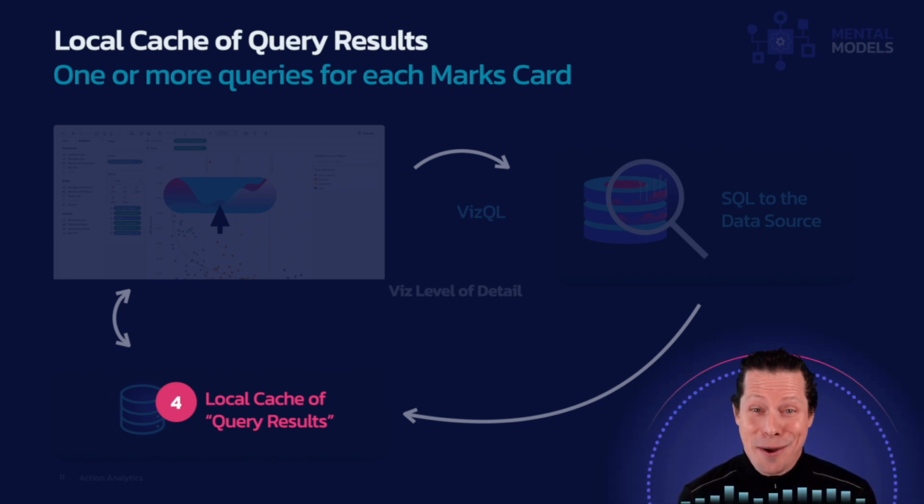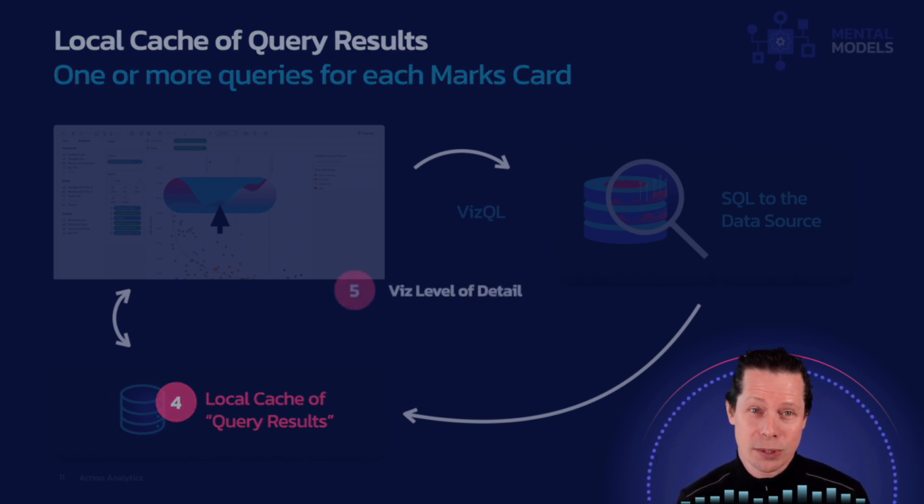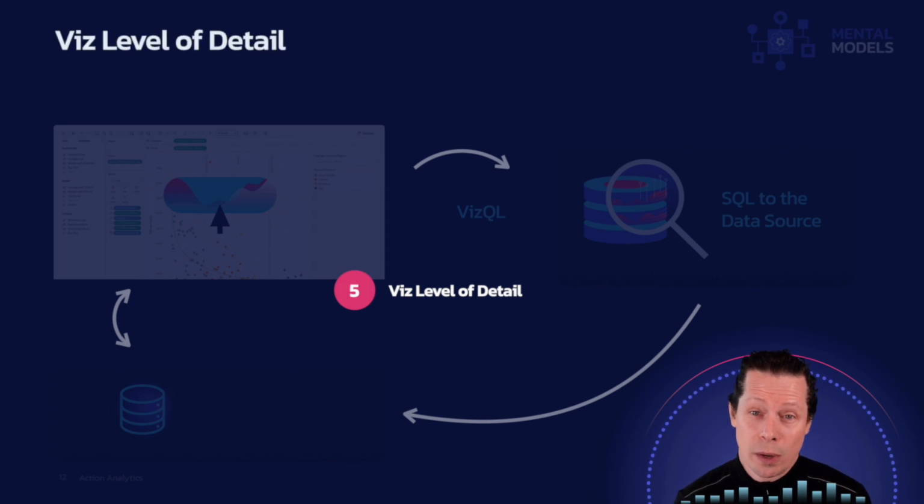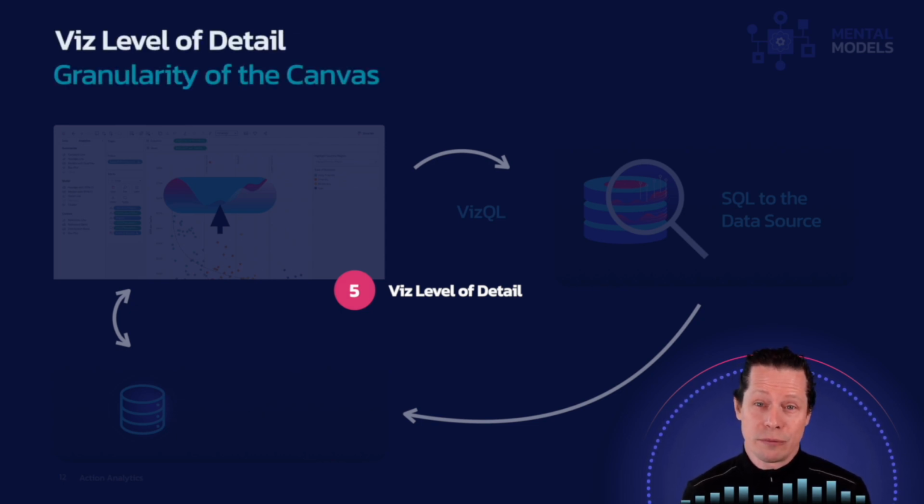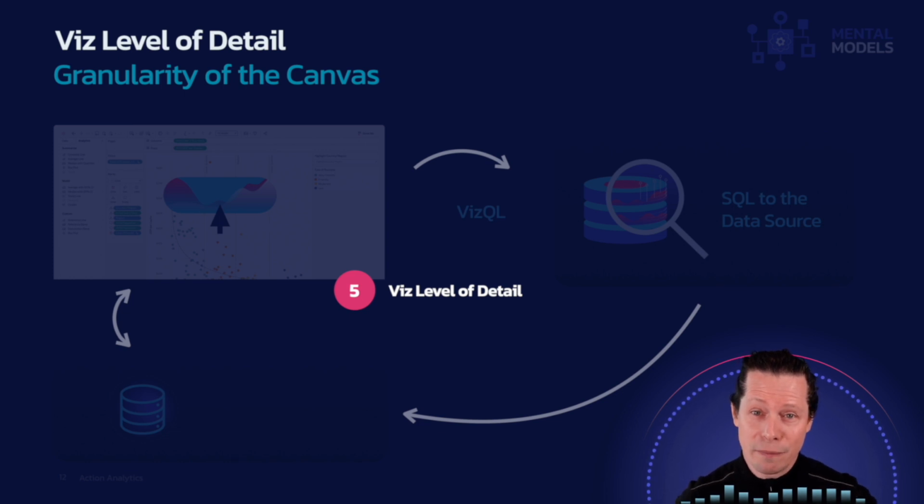Okay, so now finally we're working with marks on the canvas, right? So now we've got our query results, they've come back from the data source. And this is what we affectionately refer to as the viz level of detail. This is the level of detail, the granularity of the specific canvas that we're working on.